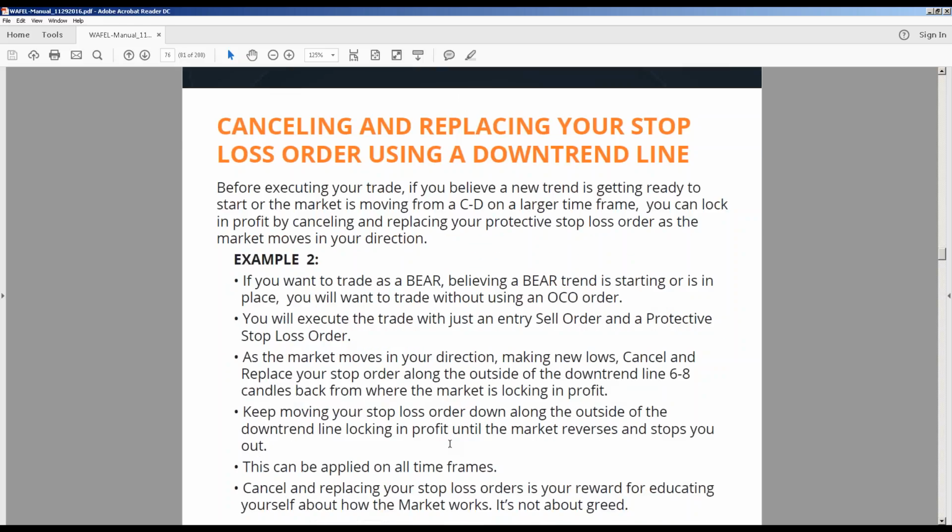Now we get to cancelling and replacing your stop loss order using a downtrend line. If you want to trade as a bear, believing a bear trend is starting or is in place, you'll want to trade without using a one cancels the other order. You'll execute the trade with just an entry sell order and a predicted stop loss order. As the market moves in your direction making new lows, cancel and replace your stop order along the outside of the downtrend line 6 to 8 candles back from where the market is, locking in profit. Keep moving your stop loss order down along the outside of the downtrend line, locking in profit until the market reverses and stops you out. And this can be applied on all time frames.